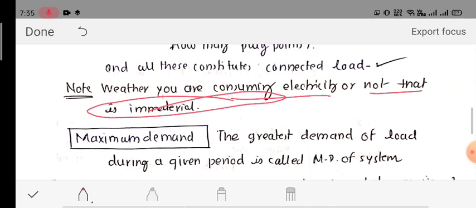Okay, so there is connected load, and whether you are using electrical energy or not is immaterial. It is just a connected load.